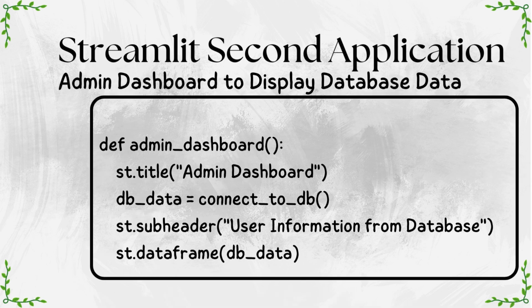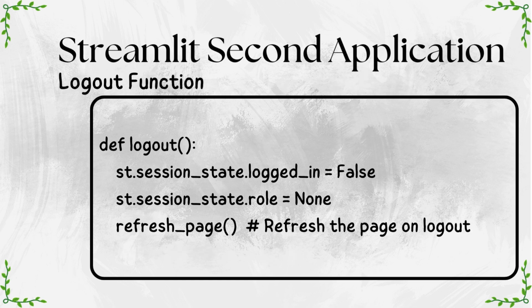The admin dashboard page displays user information from our simulated database. The cached database connection ensures that the data is retrieved quickly. The data is shown in a table format using st.dataframe. The logout function resets the session state variables, logging the user out. After resetting the session, the page is refreshed using refresh page, which clears the user view and redirects them.